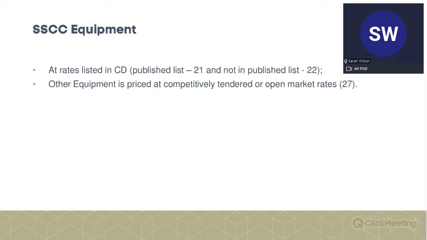So, equipment for the shorter schedule of cost components. Because this is the shorter schedule, it's typically just for options A and B, and just for compensation events, so changes within that contract. It's a bit more rough and ready than the schedule of cost components.